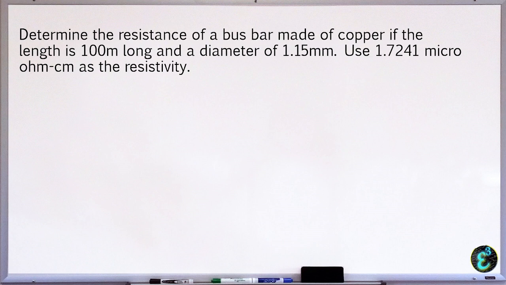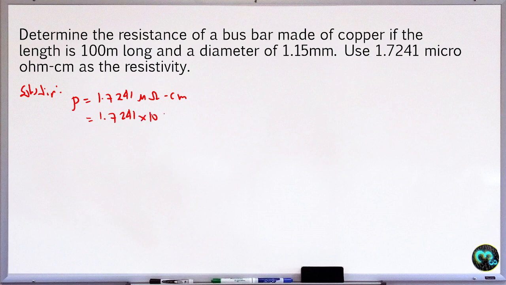And okay, so we have here: determine the resistance of a bus bar of copper if the length is 100 meters long and the diameter of the wire is 1.15 mm. So use the resistivity 1.72 micro ohm centimeter. Okay, so solution. So first, isulat natin yung given. So una is yung resistivity. So that is 1.7241 micro ohm centimeter. So micro, that is times 10 to the power of negative 6, no?